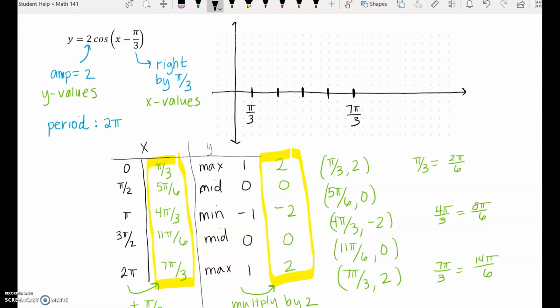Back here we have pi over 3, and everything in between. My max value, I'm going to stretch this out, is going to be up at 2, so I'll put a tick mark here for 2, and then my lower bound will be at -2, so I'll put a mark here. And then I'm going to draw my graph. Starting at pi over 3, we're starting at the maximum value because this is a cosine graph, going to the midline, down to a minimum, midline, and then back up to the max. So here's our graph. It's going to look like this. And that'll give us one period of the graph.